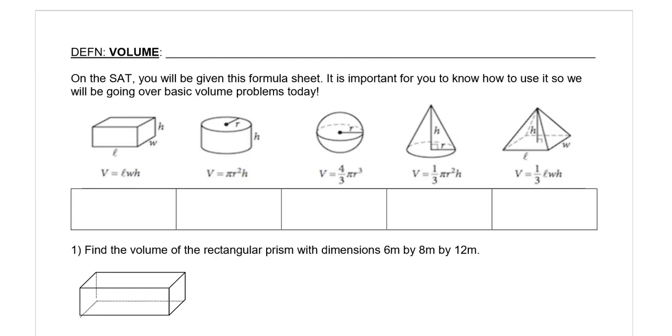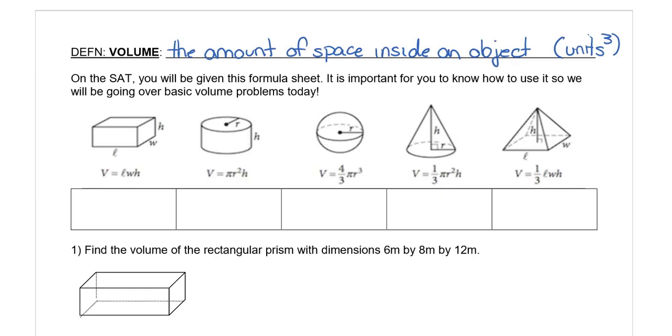Well, now our volume is talking about filling. So volume is the amount of space inside of an object. So like I said, it's filling it up. How much water would it take to fill my prism? And we always measure volume in units cubed. Okay, so this is the first time we're starting to talk about units cubed. And each of these shapes that we talked about on that last page has a specific volume formula.